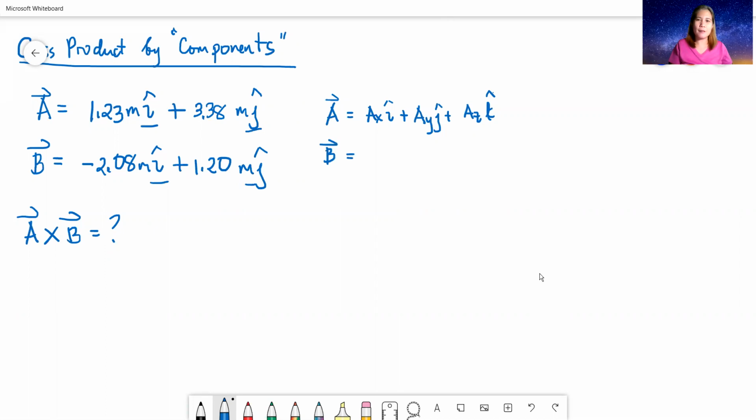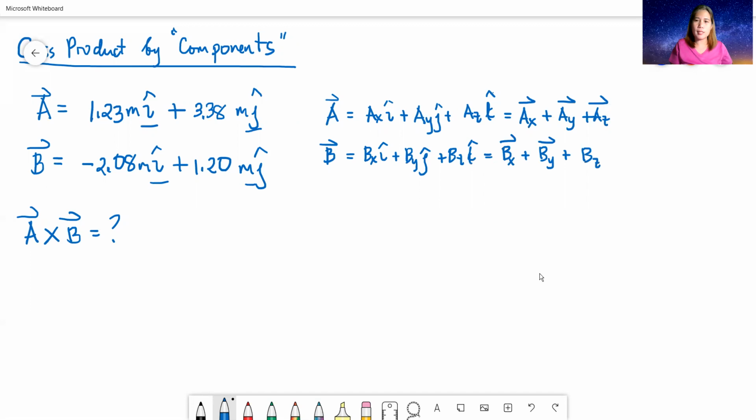And then vector B, in the same manner: bx i hat plus by j hat plus bz k hat. This can also be written as the vector sum of the components ax, ay, and az. Of course, ax i hat is the corresponding x component vector of A, plus the y component plus the z component here.